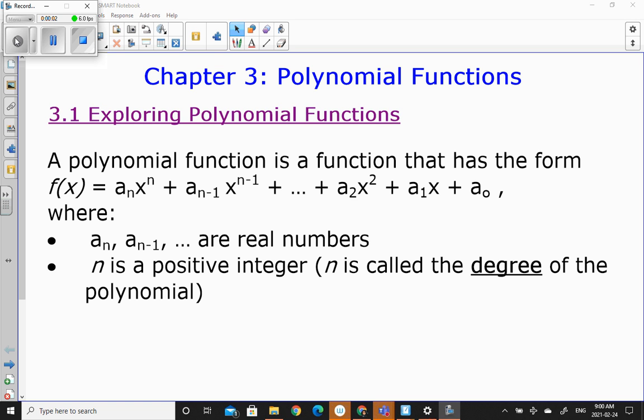So chapter 3 is on polynomial functions, and in 3.1 we are exploring polynomial functions. A polynomial function, by definition, is a function that has the form f of x equals a_n x to the power of n plus a_(n-1) x to the power of n minus 1, and so on and so forth until you have a_0 as the last term, where the a's are real numbers, and n is a positive integer and is also called the degree of the polynomial. So this number here would be the degree of the polynomial. It would be the largest exponent in value.